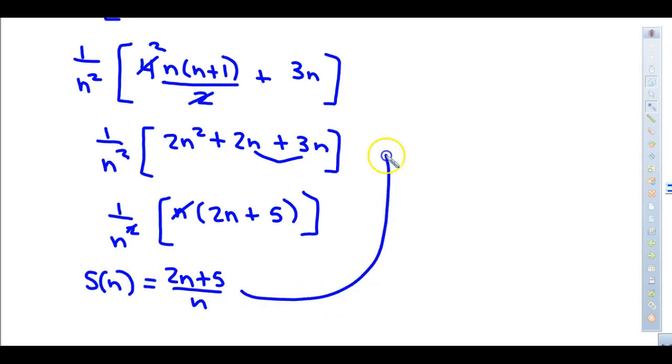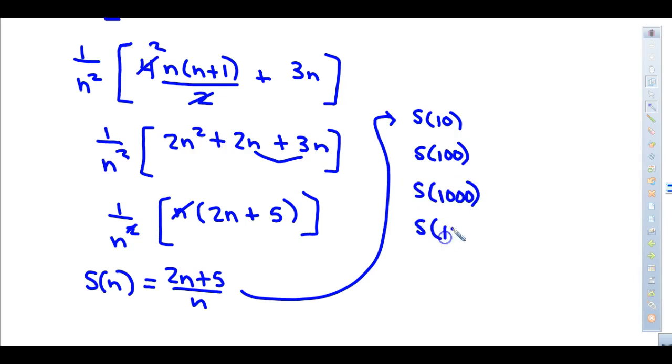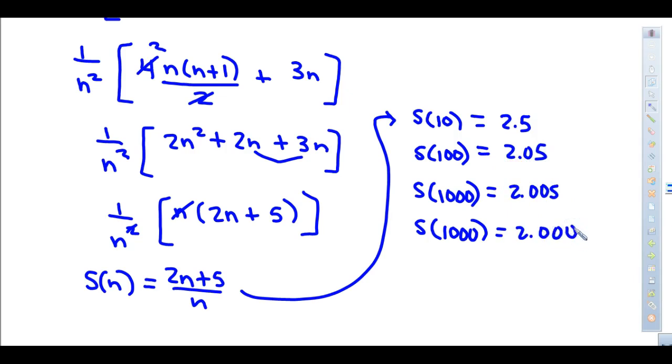Okay? And then from there, you're going to do like I did in the other example, and you're going to plug in 10, and then plug in 100, and then plug in 1,000, and then plug in 10,000, and so on. And what you get is a number that is increasingly getting closer to what number? Exactly, it's getting closer and closer to 2.